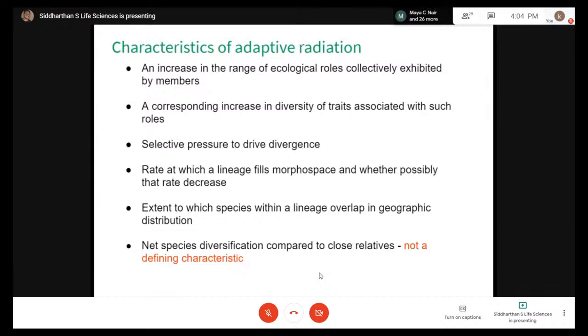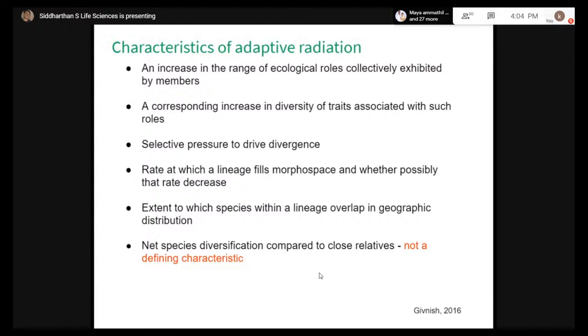So each of these species found in different habitats should have different ecological roles. For example, these birds, finches, had different food: some fed on insects, some fed on seeds. So they should have a very wide range of ecological roles. And according to that, they should have an increase in the diversity of the traits. For example, the beak size also varied according to their food type. And there should be a selective pressure in the divergence.